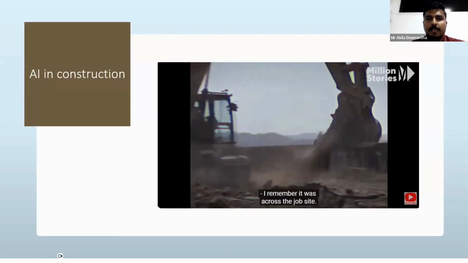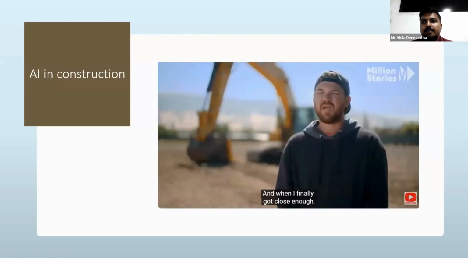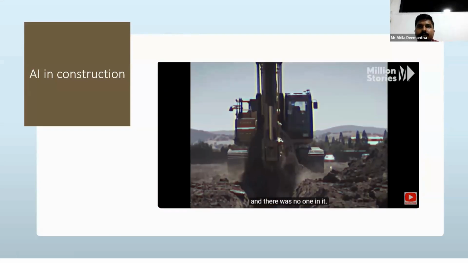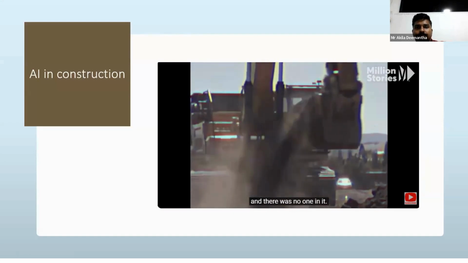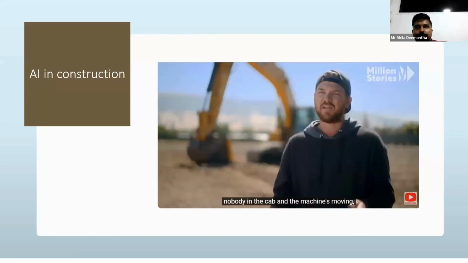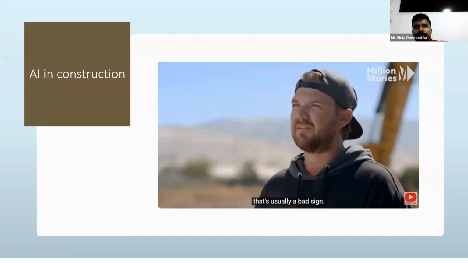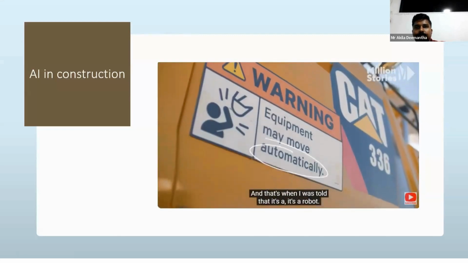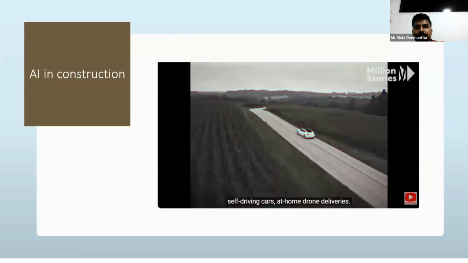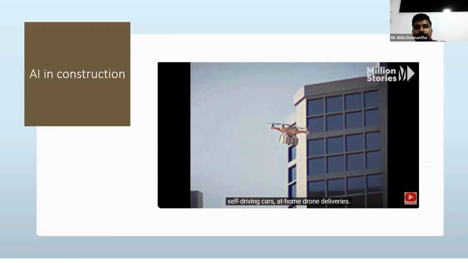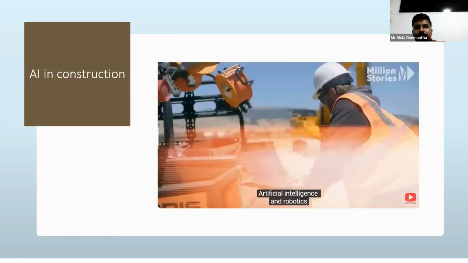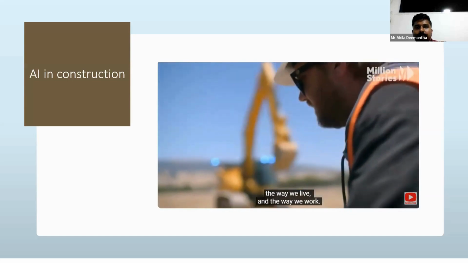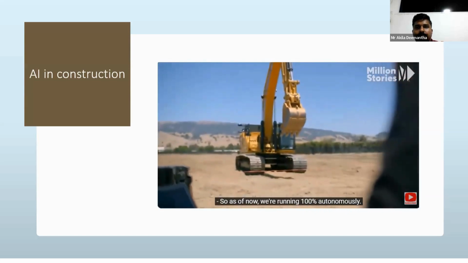I remember it was across the job site. I was in another machine, and when I finally got close enough, it spun around to where I could see the cabin. There was no one in it. As an operator, when you see nobody in the cabin and the machine moving, that's usually a bad sign. And that's when I was told that it's a robot. Robotic restaurants, self-driving cars, at-home drone deliveries. Artificial intelligence and robotics are beginning to change the way we move, the way we live, and the way we work. So as of now, we're running 100% autonomously.